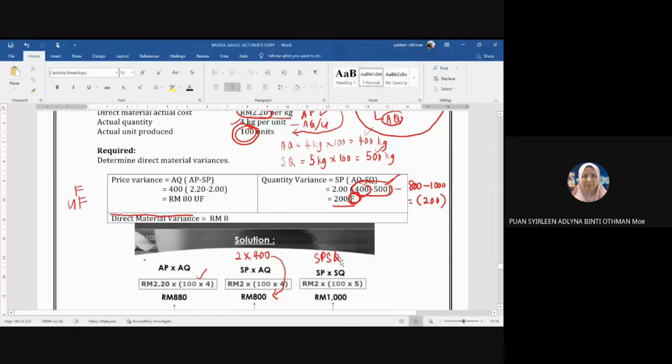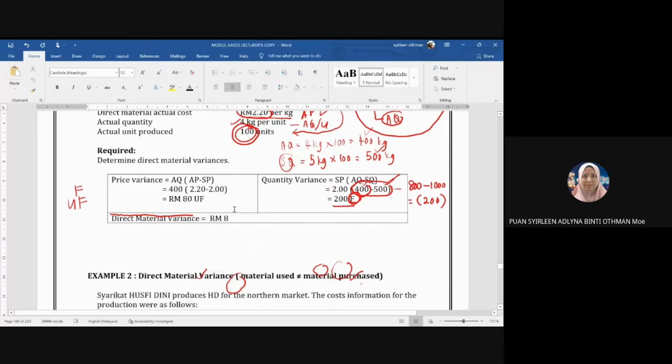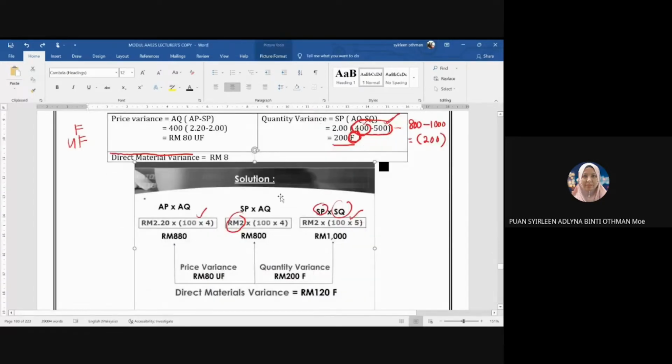Okay. Alright, and then kita ada SPSQ. Okay. SP ialah standard price. So di sini pun awak dah guna nilai tu. So it's RM2. Yang ni ialah SQ. SQ yang madam kira tadi. So this is actually 100 times 5. This is 500 kg. Okay, so bila kamu kira dekat luar, kalau you nak ganti terus dalam formula, dia akan jadi senang lah.